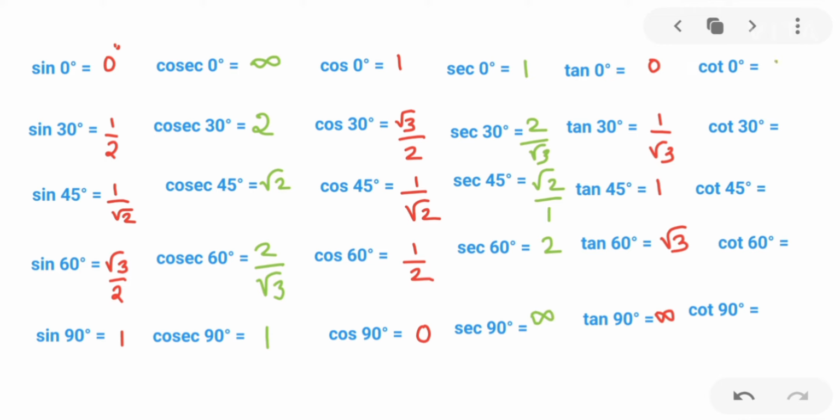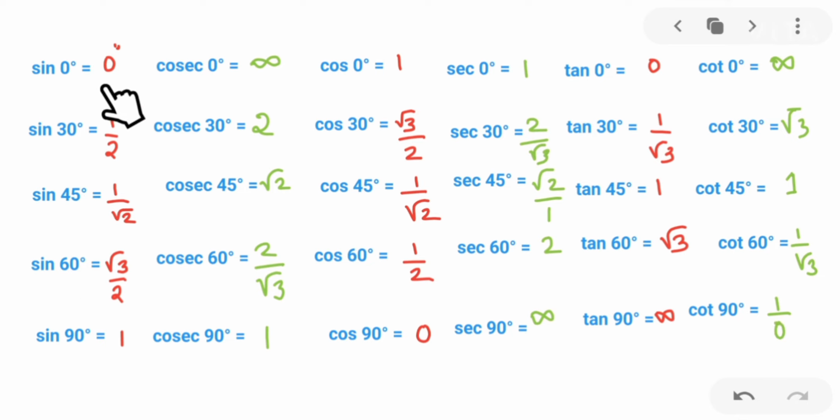And cot values can be obtained from the tan values. So 1 by 0 is infinity. Cot 30 is reciprocal of tan 30, that is root 3 by 1, that is root 3. Tan 45 and cot 45 are reciprocal. So cot 45 is reciprocal of 1, that is 1. Cot 60 is the reciprocal of root 3, that is tan 60 value. So that is 1 by root 3. And cot 90 is reciprocal of tan 90. So that is 1 by infinity, that is equal to 0. So it's a very easy method.